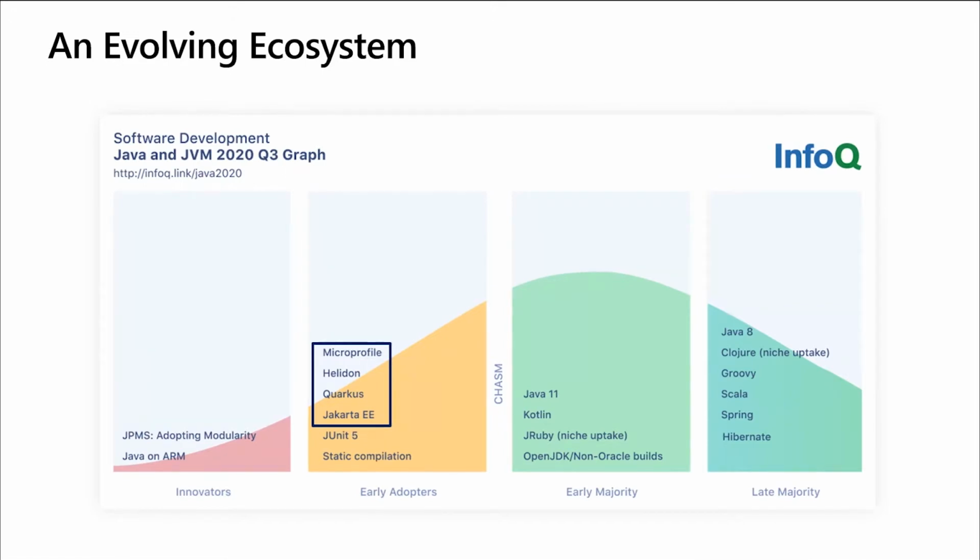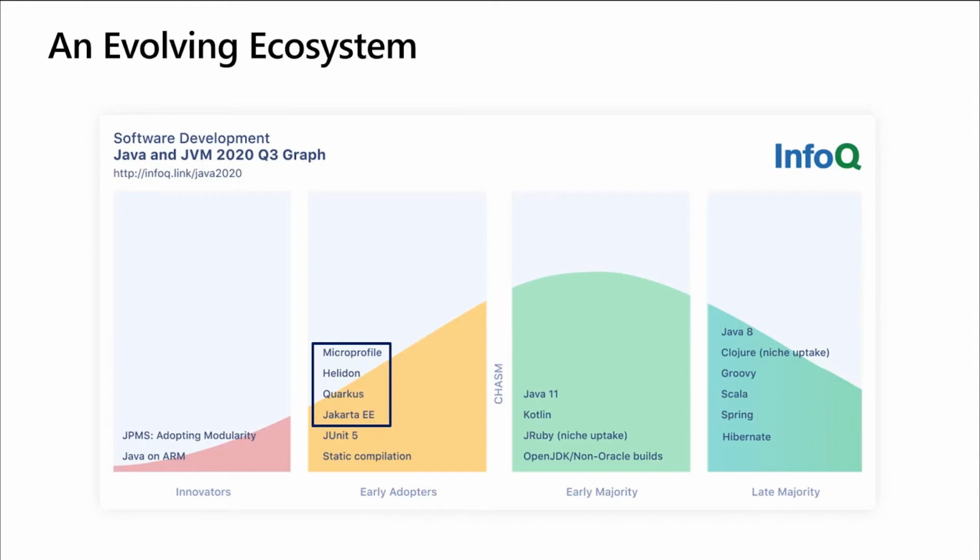So there's quite a bit of, at least in early adoption, as you can see in the InfoQ analysis here, they put it in the early adopter bucket. That's just about right from an Azure standpoint also. So we are taking a look at things like Quarkus and Helidon. They're not reflected yet in our product roadmap, but it will very likely be in the near future.